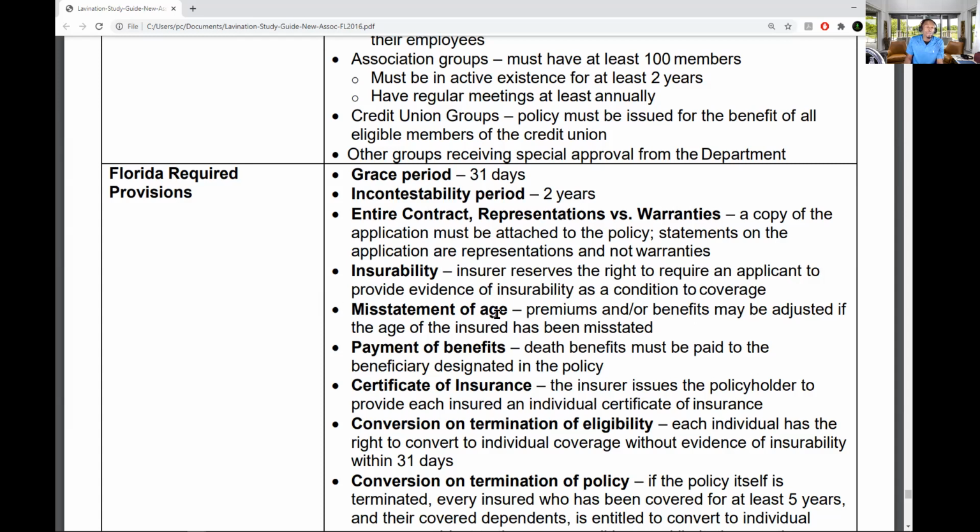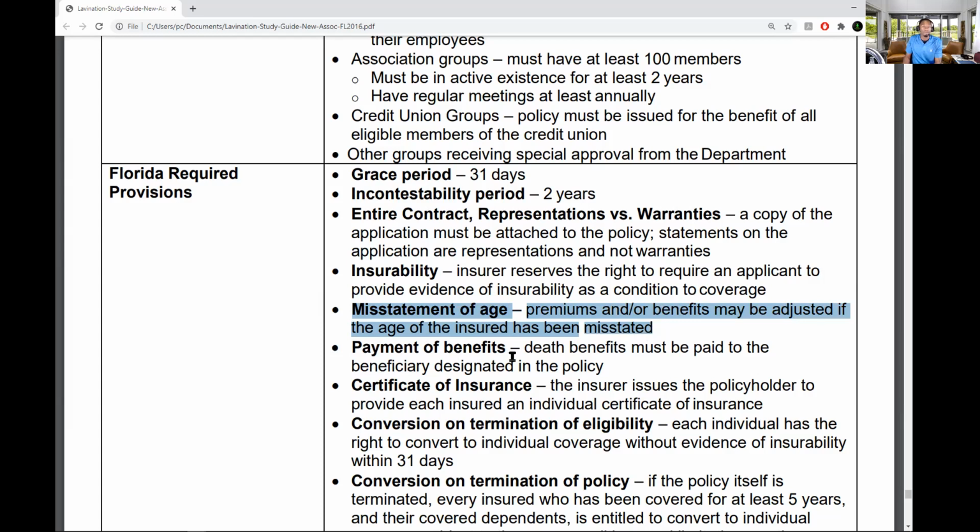Now, another concept. People probably wonder, why would you do that? That's a lie. Misstatement of age or gender. Listen, if that happens, they're going to adjust either the premium or the benefits if the age of the insured has been misstated. So for misstatement of age or gender, put next to your notes, make it right. They will just fix it according to their real age. If they're still living, the premium will be adjusted. If they already passed away, the death benefit will be adjusted. It could go up or down.